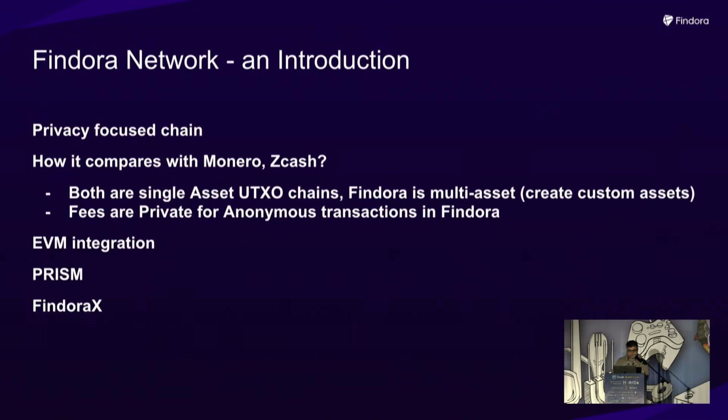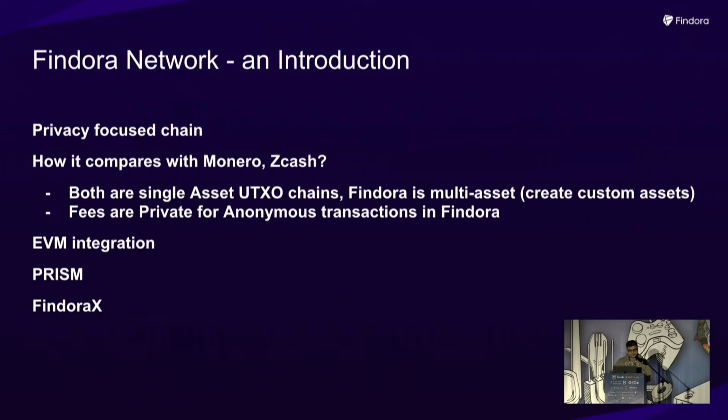And the fees are also private for anonymous transactions. That's the main difference with Zcash. So the UTXO chain of Findora can be leveraged to create and send assets, UTXOs, privately, anonymously, and also hold the assets in the anonymous domain. Apart from that, what's different for Findora is that we have EVM integration. Quite like Near protocol, we have a parallel EVM running on Findora. So you can send both EVM transactions and Findora UTXO transactions.